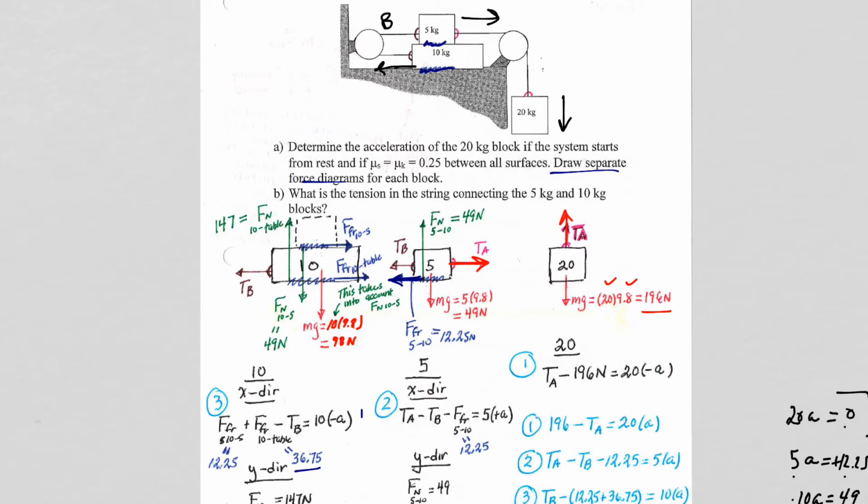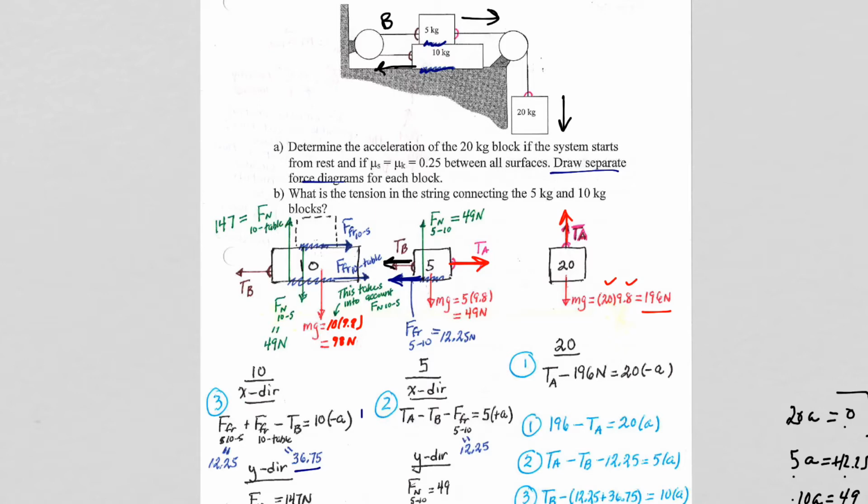But we also have the string B attached to the 5 kilogram block. So string B will be pulling back, or to the left, on the 5 kilogram block, fighting the tension A to get block 5 to go to the right. Okay, so block 5 is sitting on block 10, so we have one more force.